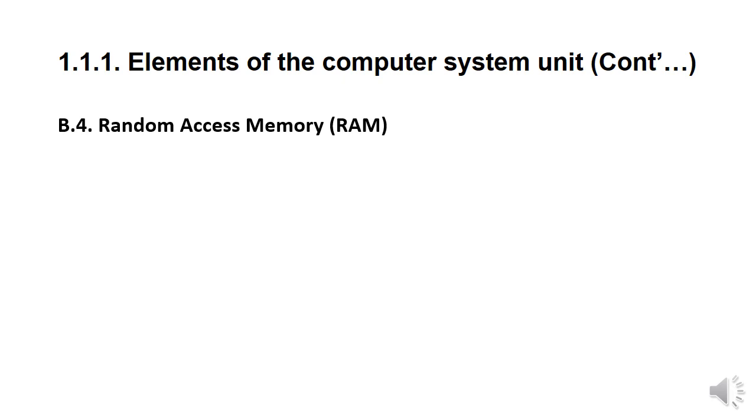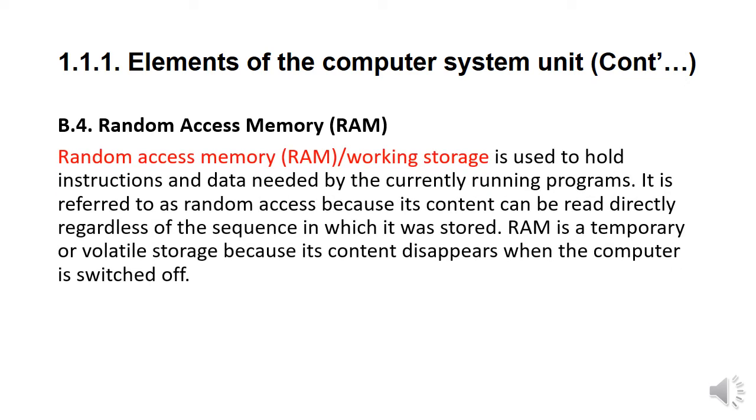We have random access memory, which is a working memory each computer uses to store information for a short time. Random access memory, or RAM, is a non-permanent computer memory. It is a volatile memory. RAM is temporary storage because its content disappears when the computer is switched off.